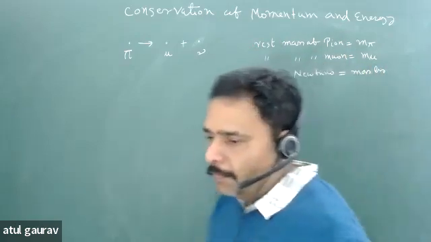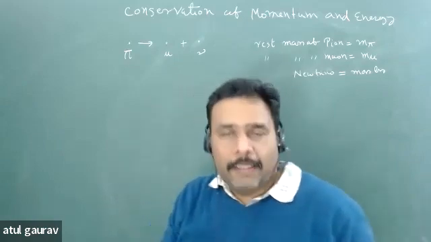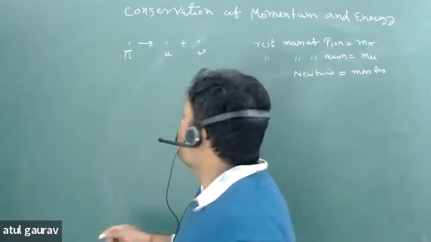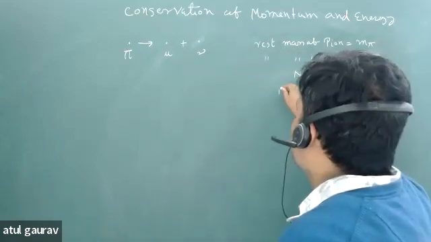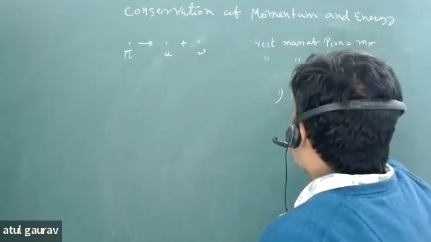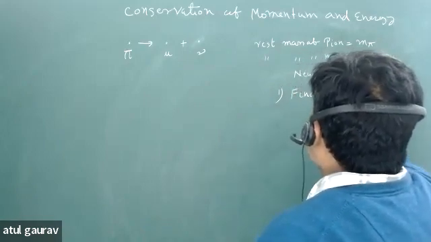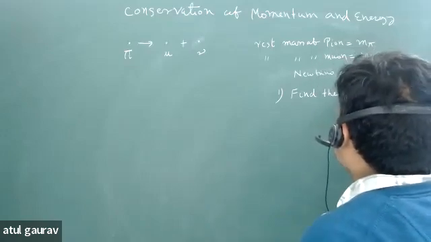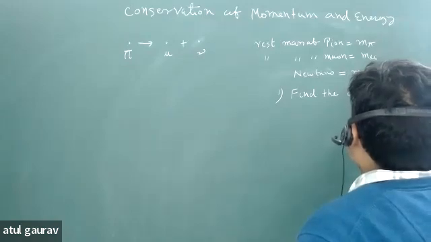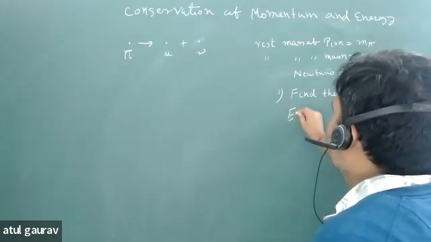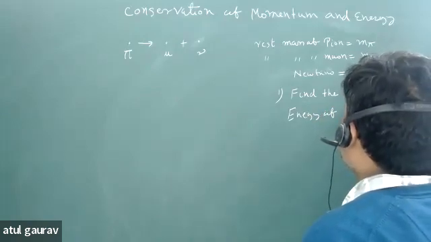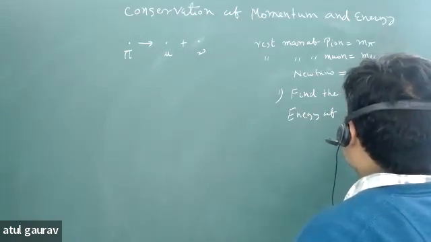So in the last problem, what was that? The neutrino had some mass, but here we assume that the neutrino is massless. So what is my first question? The first question is to find the outgoing energy of the muon and neutrino.